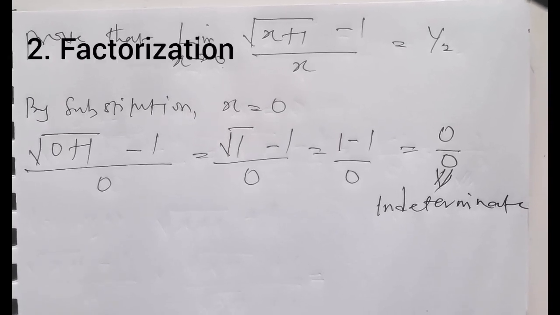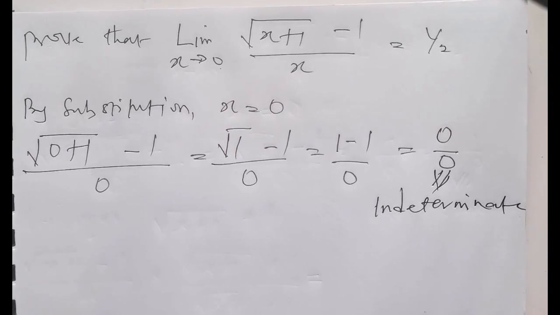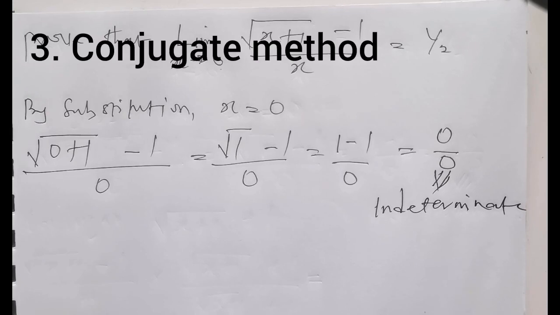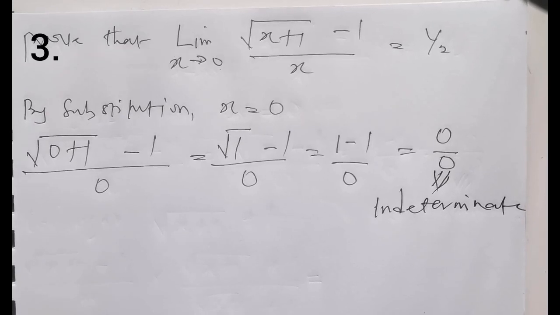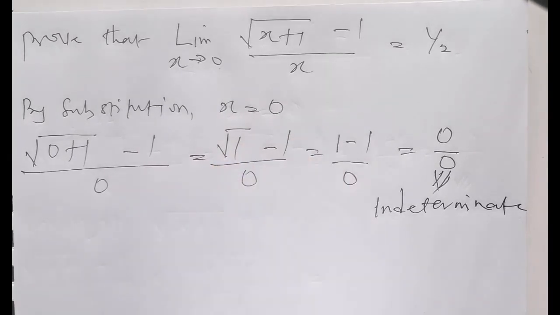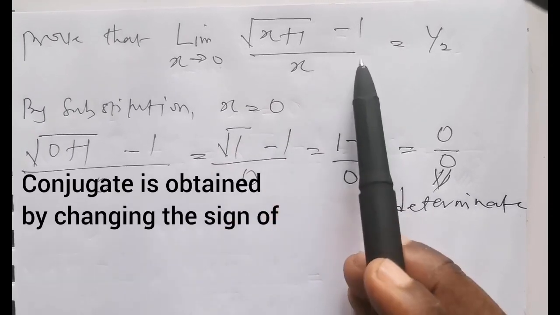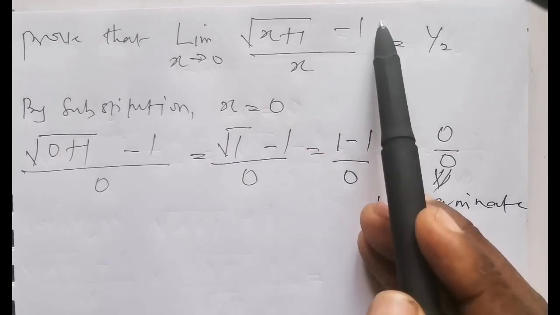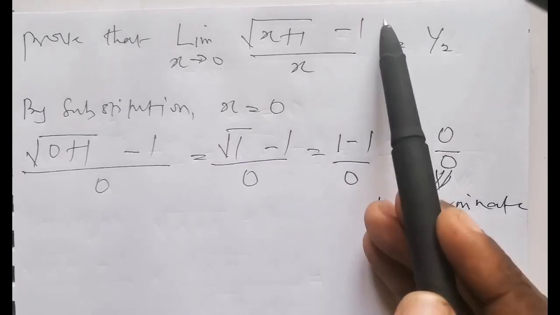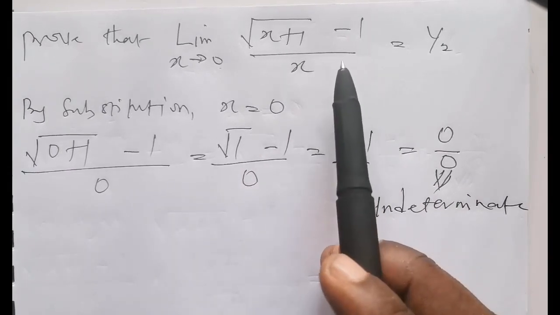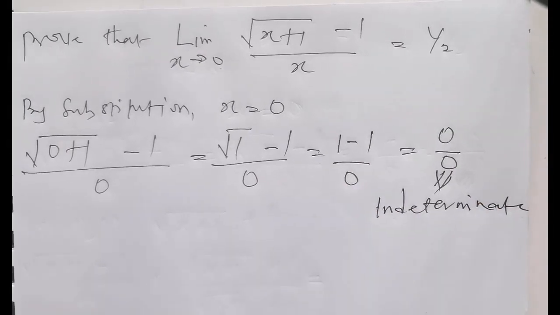Now we have the factorization method, which is the second method, and you observe that this equation cannot be factorized. As such, we cannot use the factorization method. The third method is the use of the conjugate, where you multiply the numerator and denominator of the given equation by the conjugate, in this case the conjugate of the numerator. Conjugate simply means change the sign attached to the number outside the bracket. In this case, the number outside is -1, so change the sign and it becomes +1. So you're multiplying numerator and denominator by root x plus 1 plus 1. That becomes our conjugate.